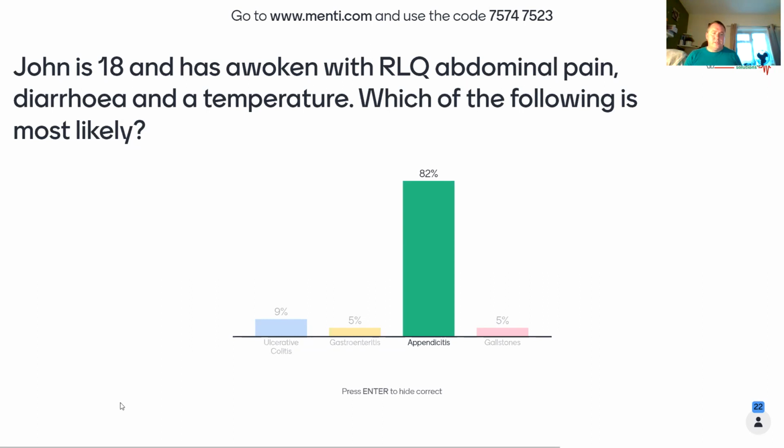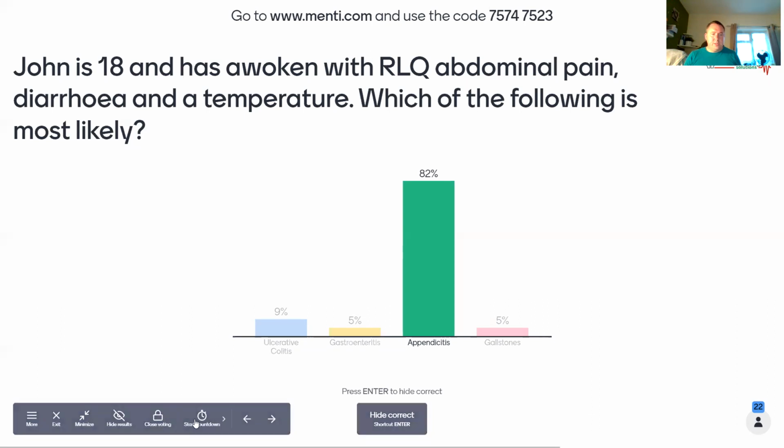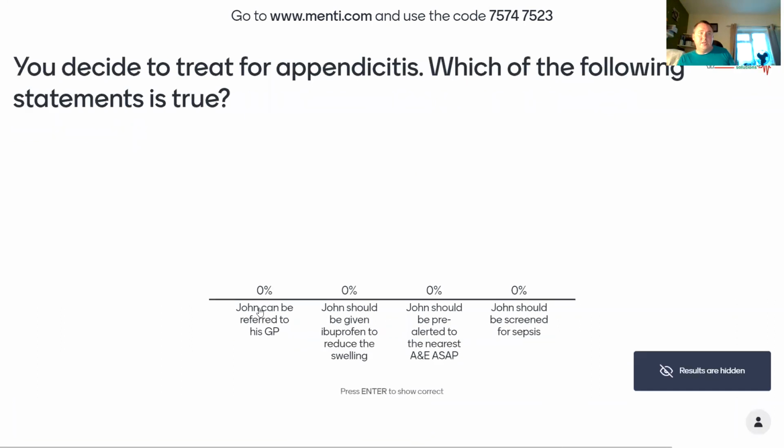So very well done. So the next question then is, whoopsie daisy, it won't let me go on. So you decide that it is appendicitis, which of the following statements is true. A, John can be referred to his GP. B, John should be given ibuprofen to reduce the swelling. C, John should be pre-alerted to the nearest A&E as soon as possible. Or D, John should be screened for sepsis. Which of the following statements is true? A, B, C, or D? Can you refer him to his GP? Can you give him some ibuprofen? Should we do a blue call to the nearest A&E department? Or should we screen him for sepsis?